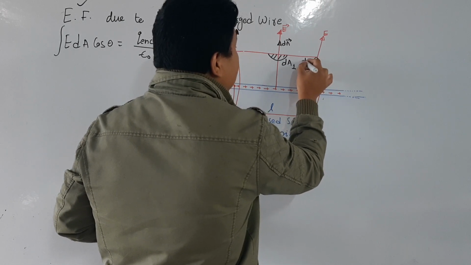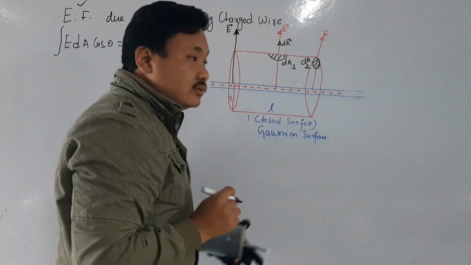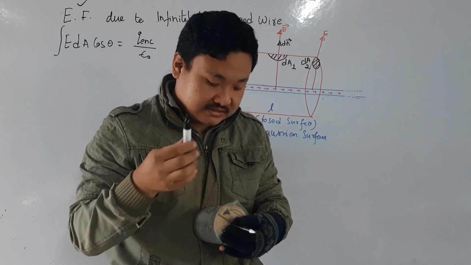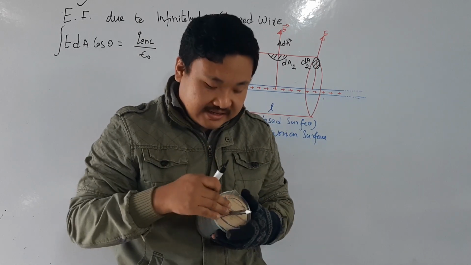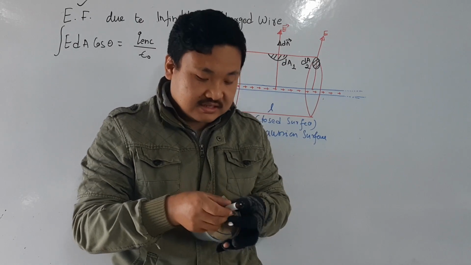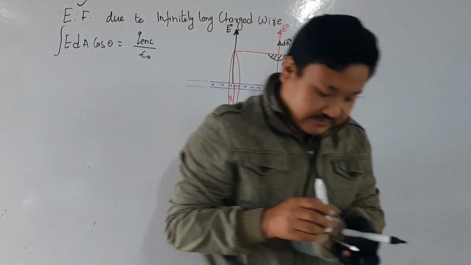I will call this dA2, and from this area also there will be an area vector like this. The area vector is always perpendicular to the surface like this. Now where is the electric field? The electric field here is coming like this.